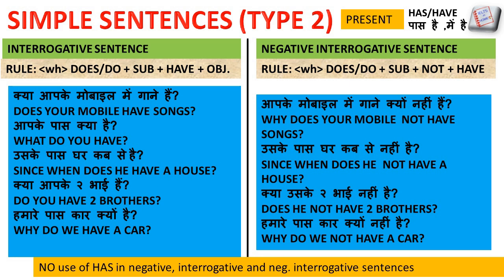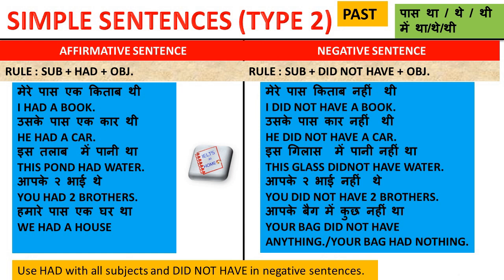Now we are going to our next slide, that is past simple sentences type 2. As I explained earlier, there is no verb or action in simple sentences, so the same rule applies in past. For type 2 simple sentences, the identification is past था, थे, थी, में था, में थे, में थी. For affirmative you need to use had. The rule is subject plus had plus object. One thing you must note is that we do not use had in other types like negative and interrogative. There we use only have, but we use did.